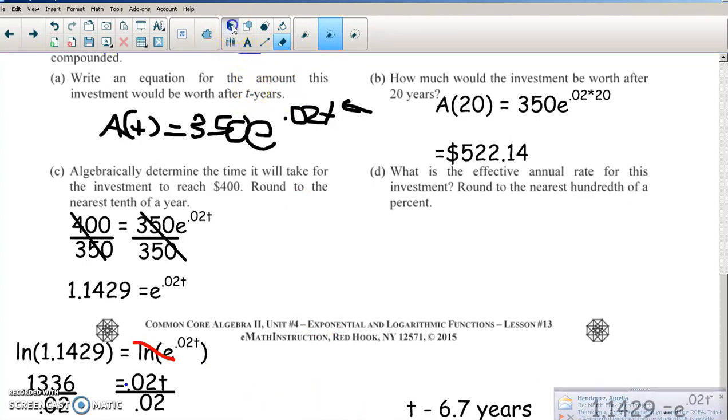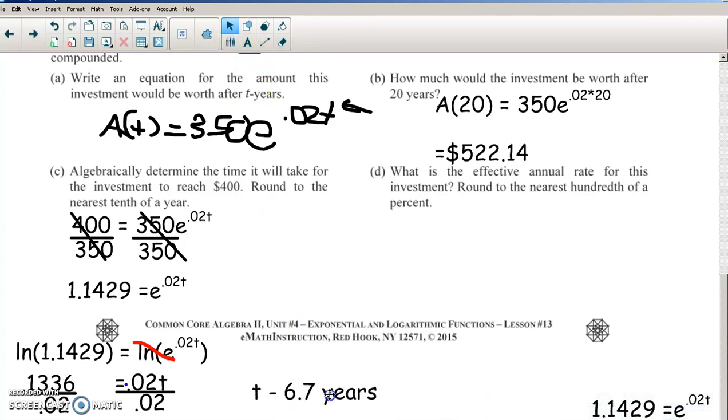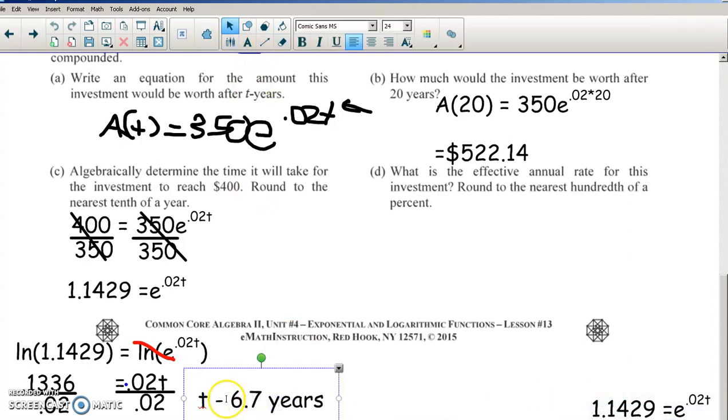And so when I do that, I end up getting that my time is 6.7 years. That's not a minus sign, that should have been an equal sign. There we go, 6.7 years. Now, it will take 6.7 years for this account to reach $400.